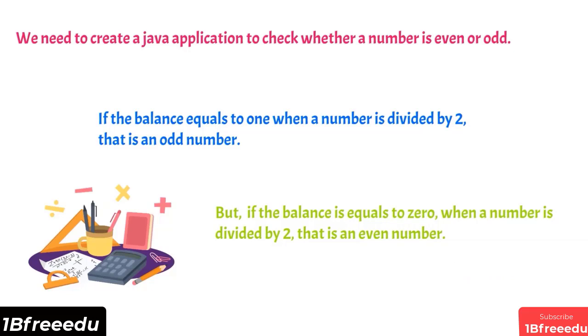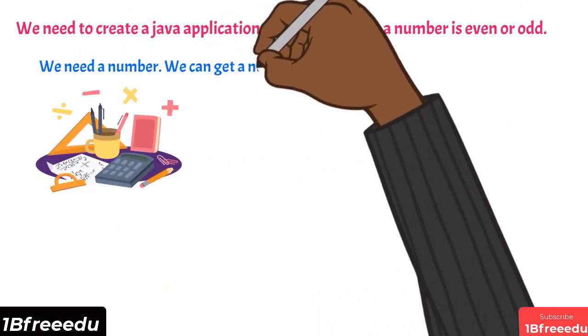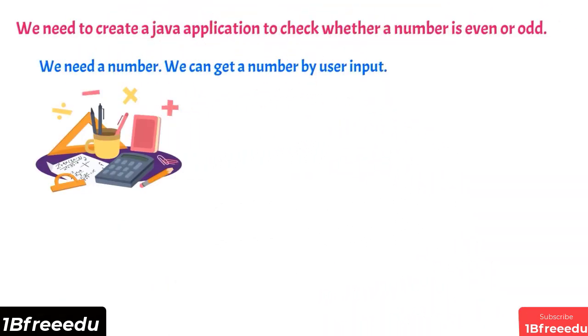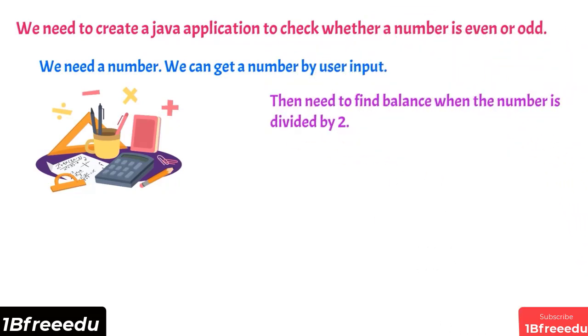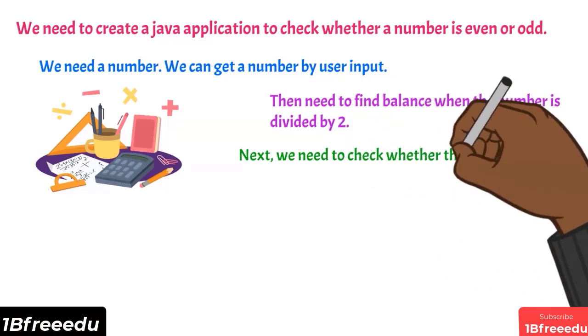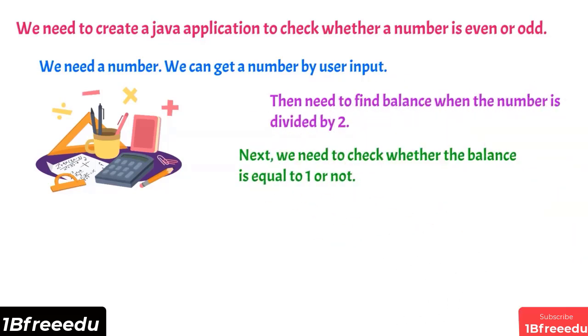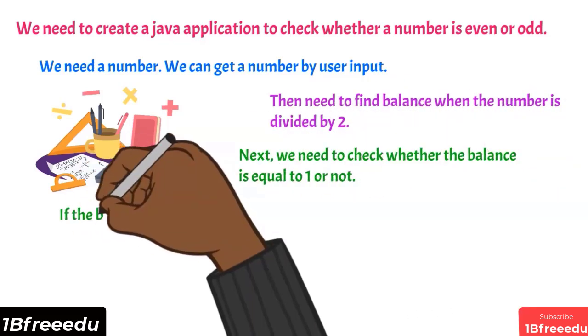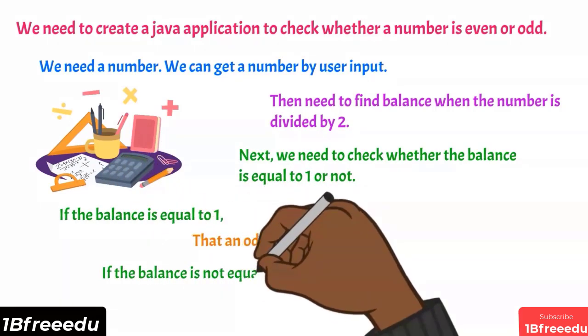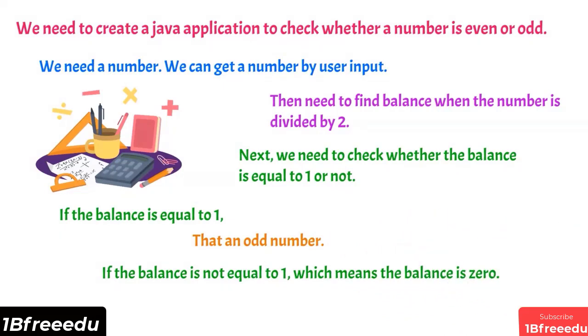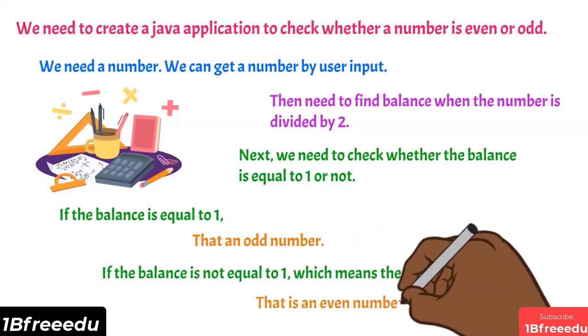Okay, how do we apply this to a program? Before code this, we need to understand the flow of this scenario. First of all, we need a number. We can get a number by user input. Then we need to find balance when the number is divided by 2. Next, we need to check whether the balance is equal to 1 or not. If the balance is equal to 1, that is an odd number. If the balance is not equal to 1, which means balance is 0, that is an even number.